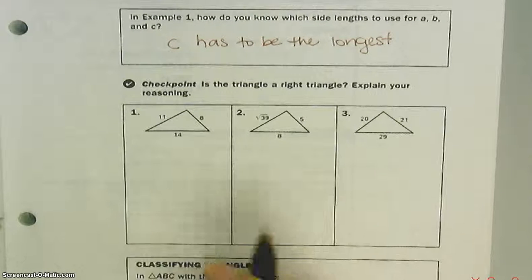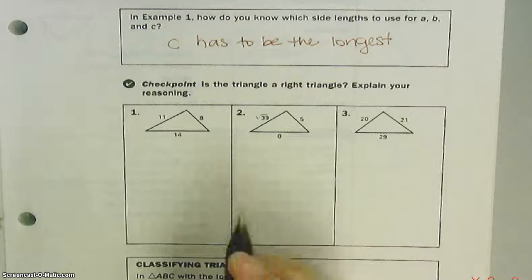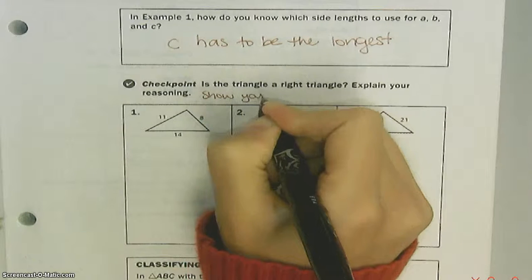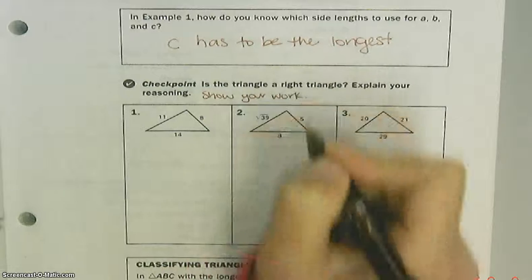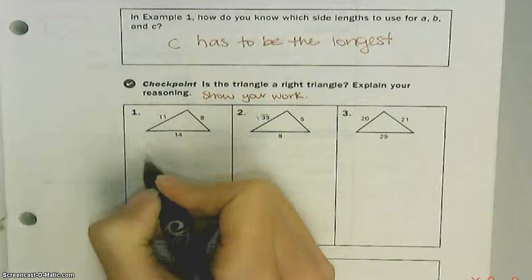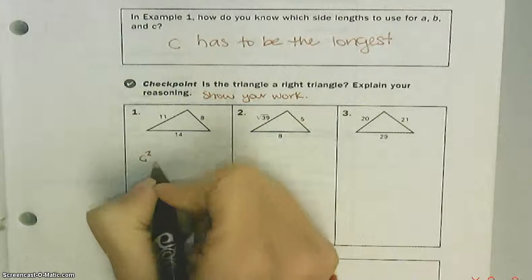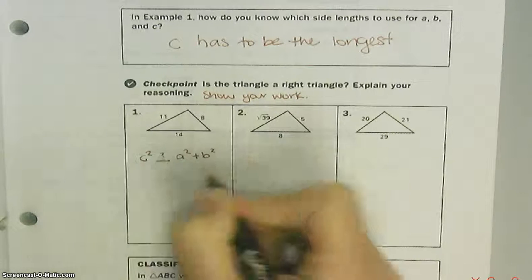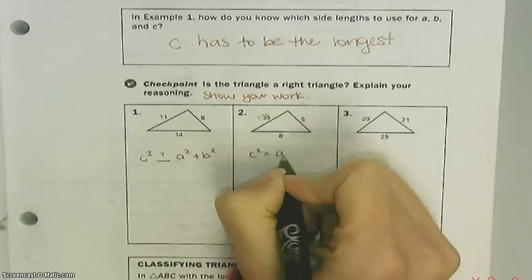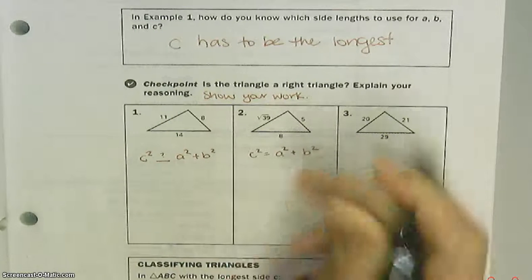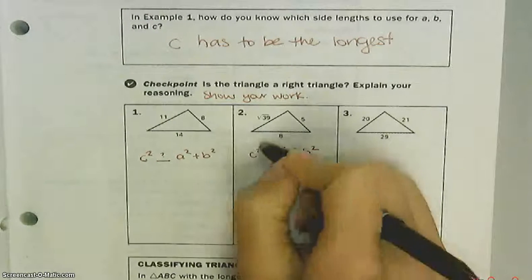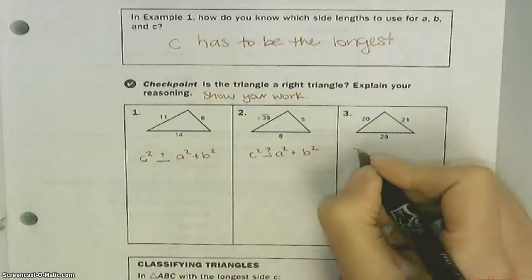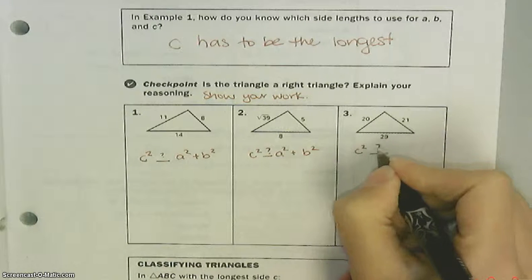All right. Is the triangle a right triangle? Explain your reasoning. So this means you have to show your work. You must show your work. So you're going to do c squared. Is that equal to a squared plus b squared? I'll leave this as a question mark because we don't know yet. So plug in those values and see if this works. Is it a right triangle?